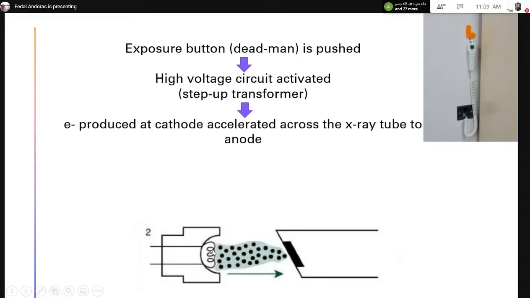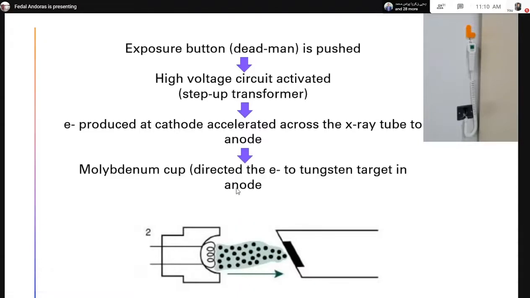Why? Because here we have a negative charge and here we have a positive charge. So usually there is an attraction from the positive, the affinity from the positive. So the negatively charged electrons will accelerate across the X-ray tube to the anode, when we apply a high voltage circuit, when we push the exposure button.